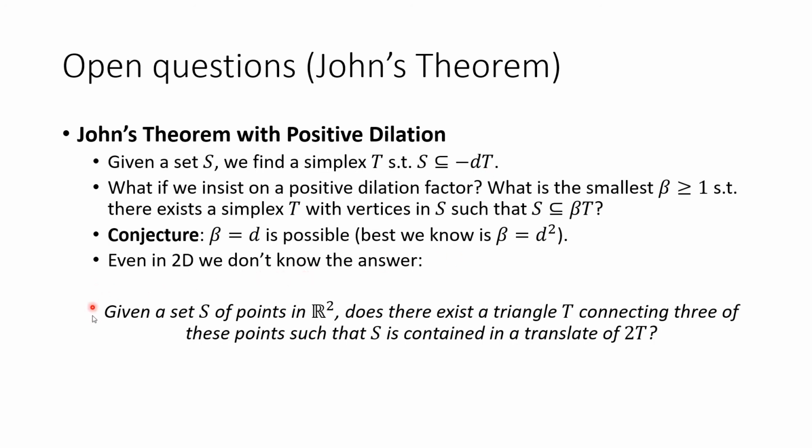So this is an interesting question we don't know the answer to, which is, if you have a set S of points in 2 dimensions, can you find a triangle T such that the entire set S of points is contained inside a translate of T dilated by a factor of 2?